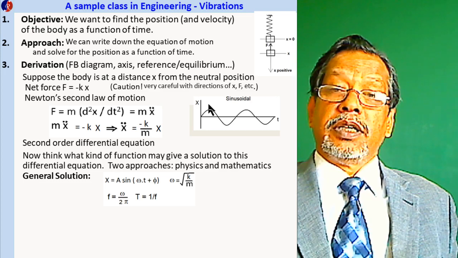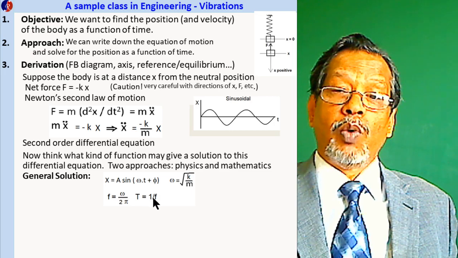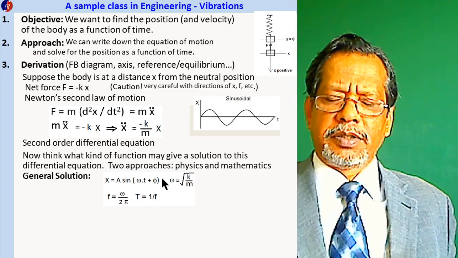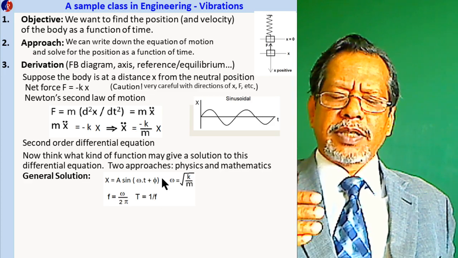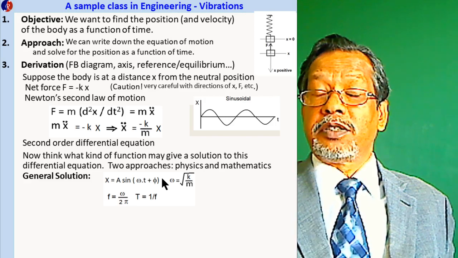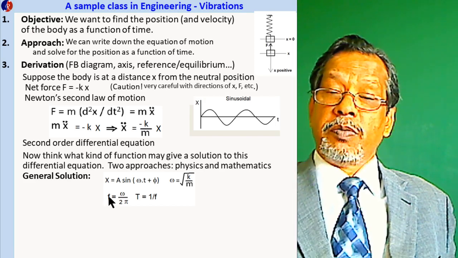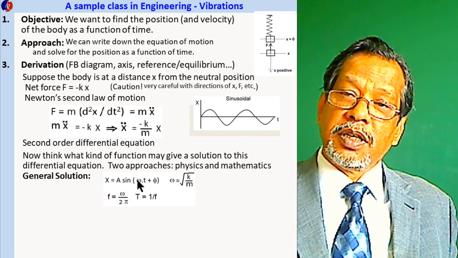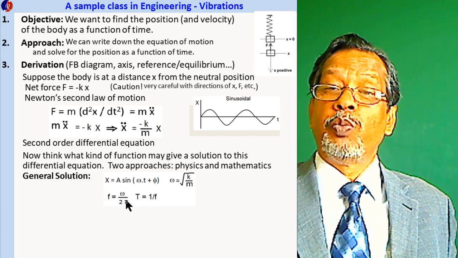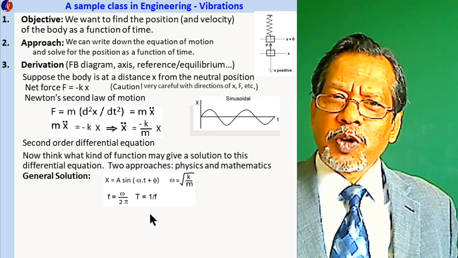So the time taken to complete 1 cycle happens to be 1 over frequency. Why? It's obvious. If it's making 10 cycles in a second, then the time period is 1/10 second. Cycles per second is also called hertz. So remember, these are very simple relations. This omega is radians per second, frequency is cycles per second, because 2 pi radians make 1 cycle. All right, but let them absorb these things.